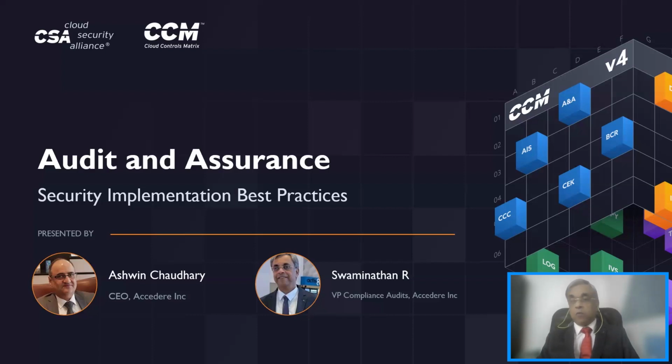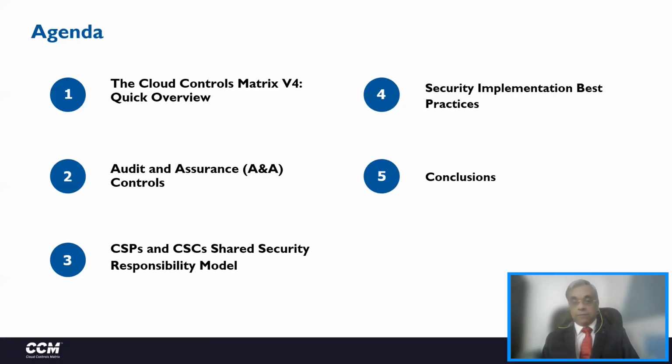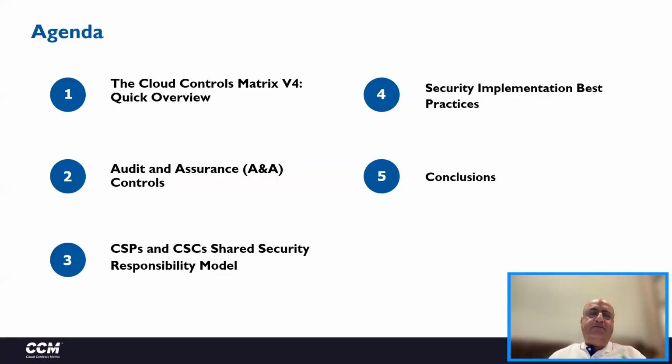Now, over to Ashwin. Okay, so let's look at the agenda for today. We're going to briefly discuss what the CCM is for, and then what the audit and assurance controls are. Third is the CSPs and CSCs shared responsibility model, and then some security implementation best practices. And then we'll conclude this session for today.